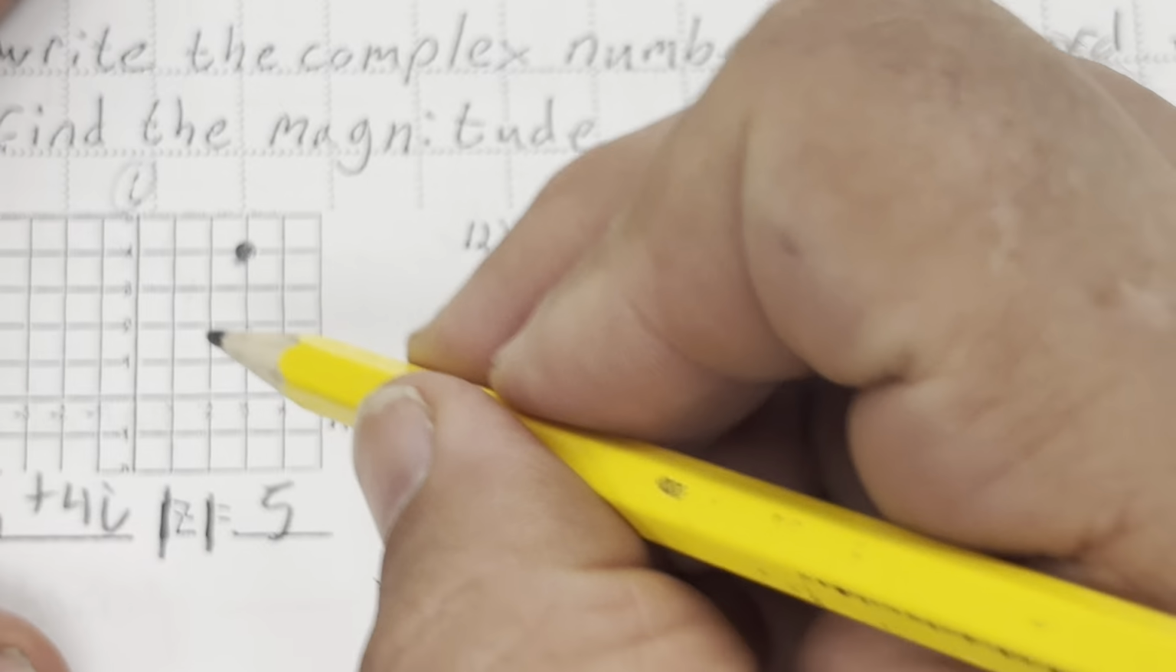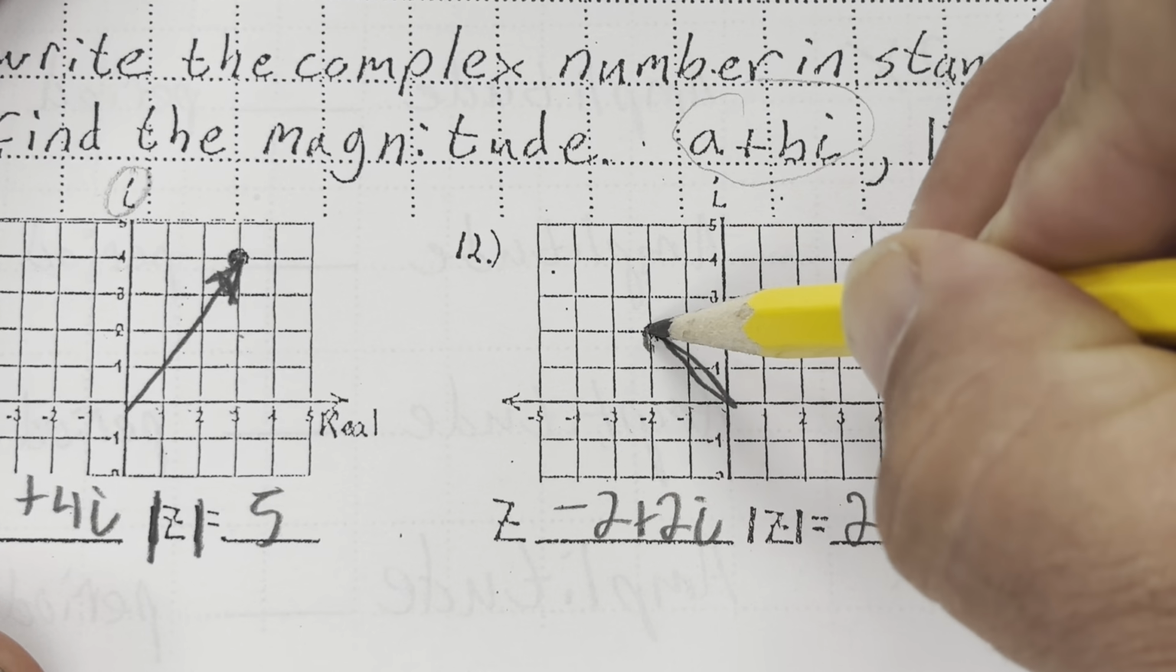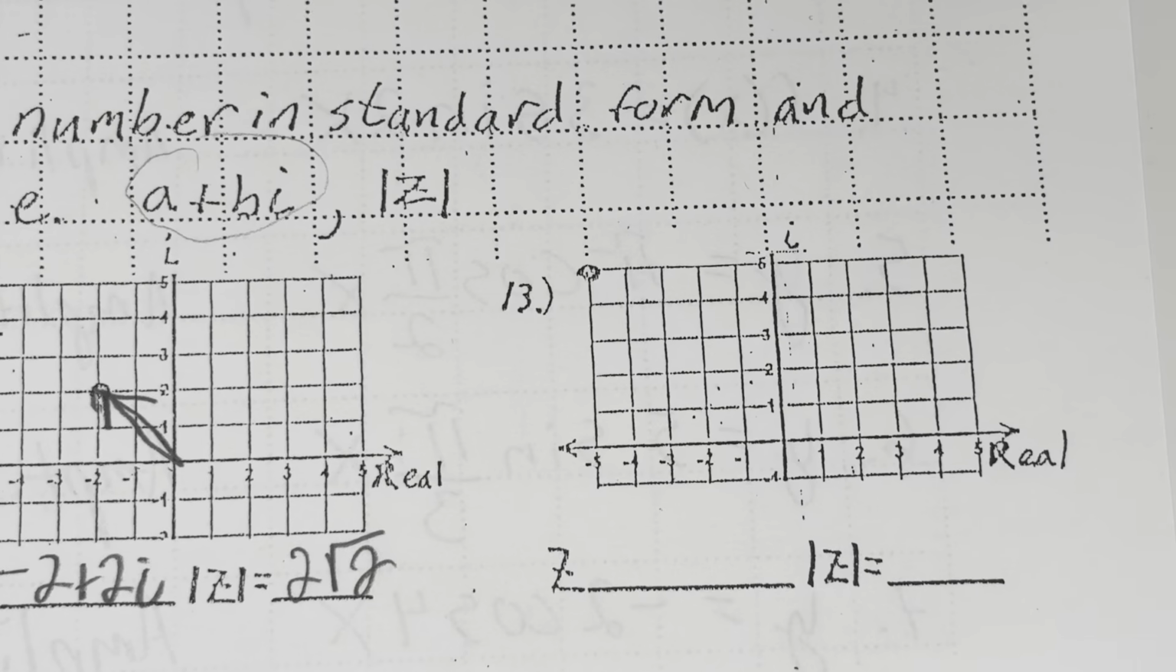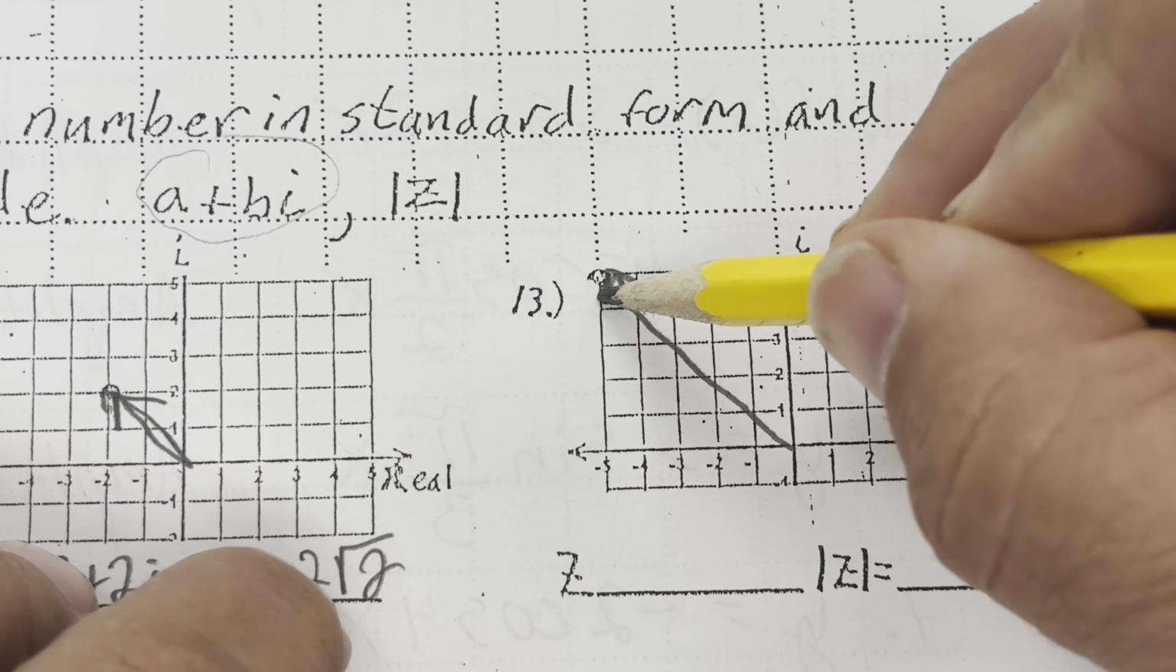Oh, don't forget, we have to draw the vector and put an arrow on it.